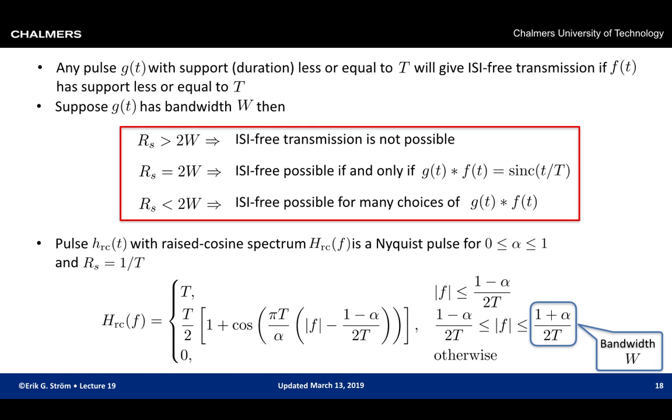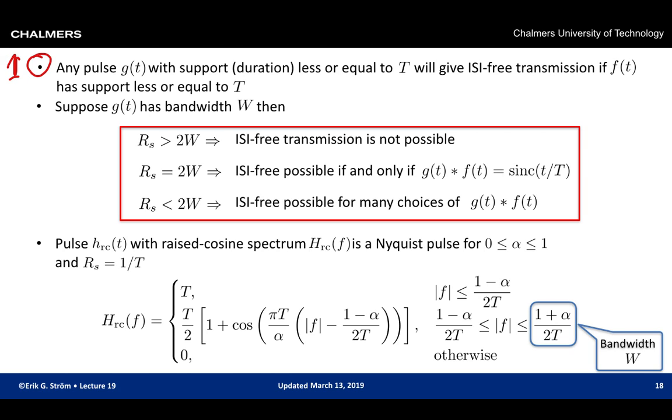And the implications of this is that if we have a pulse g, which has a duration which is less or equal to t, the time between consecutive pulses, then we will have ISI-free transmission if f also has support less or equal to t. So that's one option. So this is option 1, right?